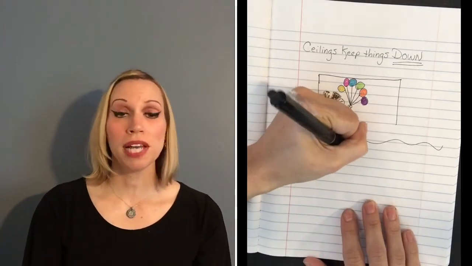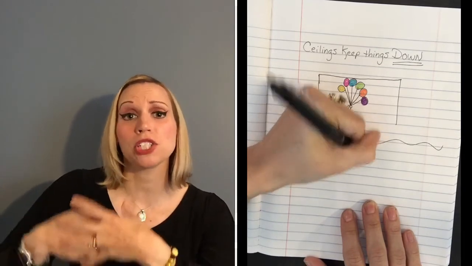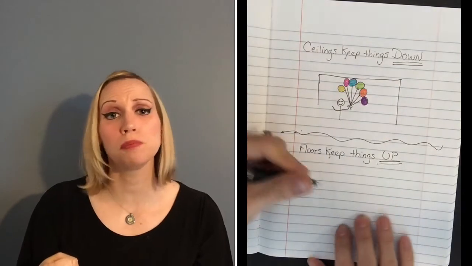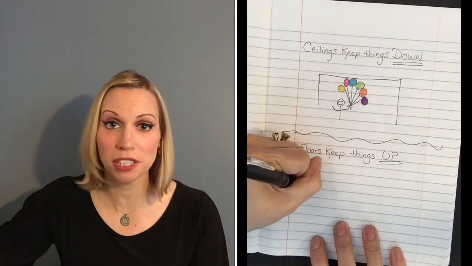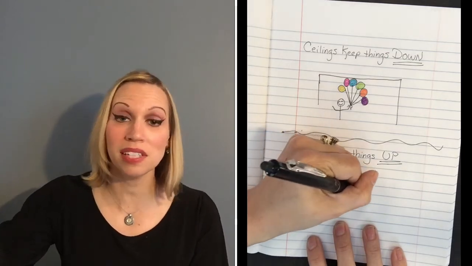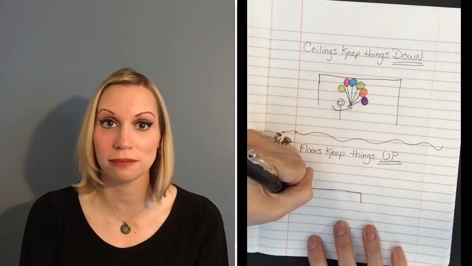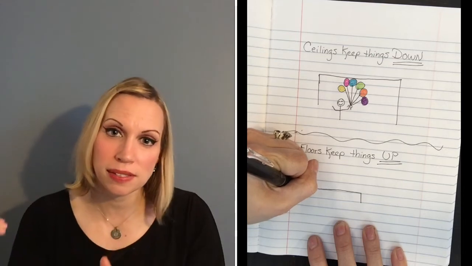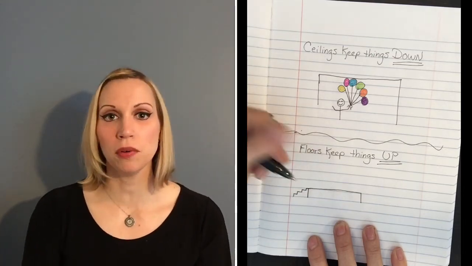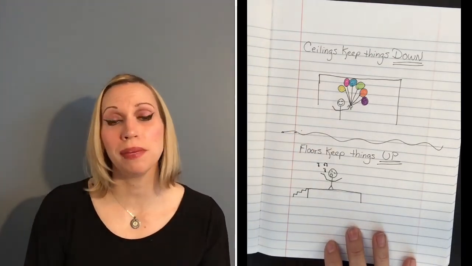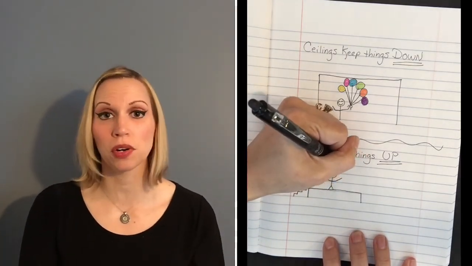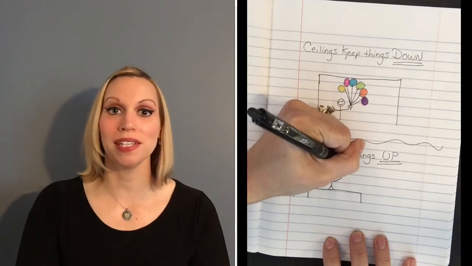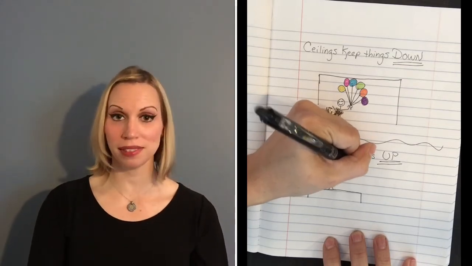So, if you were to have a great big giant bunch of helium balloons, what is going to prevent those balloons, if you let them go, from flying off into the atmosphere? Probably the ceiling of the building or the room that you're in. So ceilings keep things down. Now, if you think about floors, a floor is something meant to keep you up. Like if you've ever been on stage, you walk across the stage floor, you're hoping that stage floor is going to keep you elevated where people can see you.